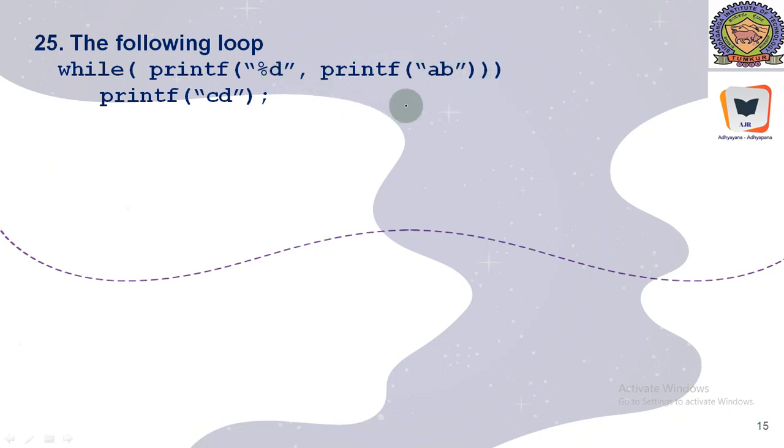So this function returns the number of characters present. Therefore, it becomes AB2. AB2. This is true, because this function has returned 2, true, while true. So it will be printing, typically speaking, it has to print AB2CD relentlessly, because while true is the statement. So long as truth is there, go on doing whatever I say.